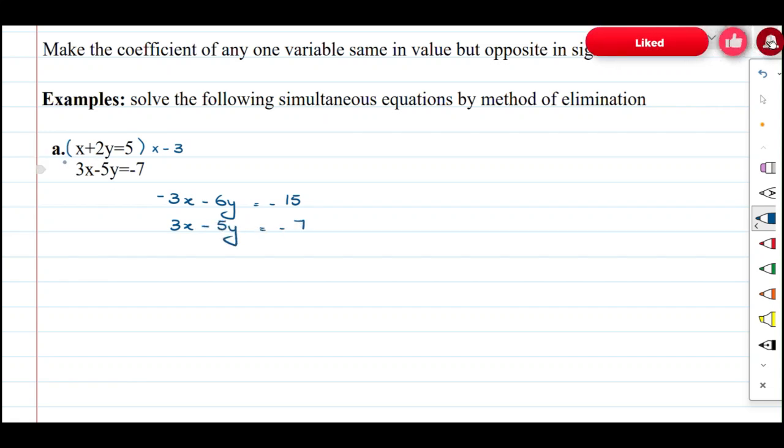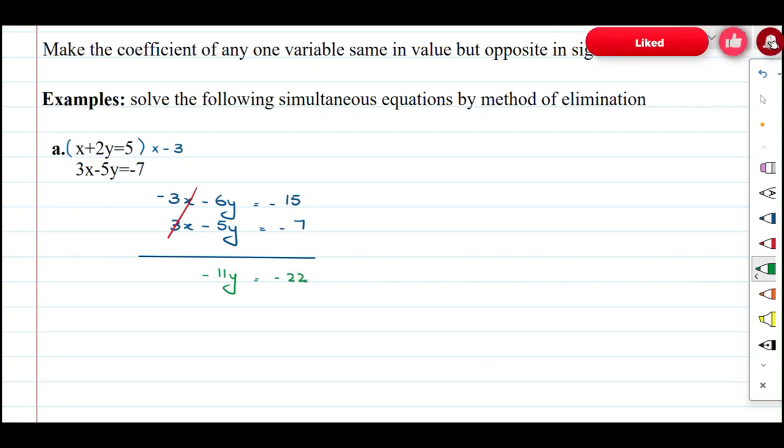You can also do this with the variable y as well. The y coefficients are 2 and minus 5, and you can make them same in value but opposite in sign. Now the next step is to add the two equations, right? Whenever we add them, minus 3x and plus 3x cancel out, and we are left with minus 6 minus 5, which is negative 11y, equals negative 15 plus negative 7, which is negative 22.